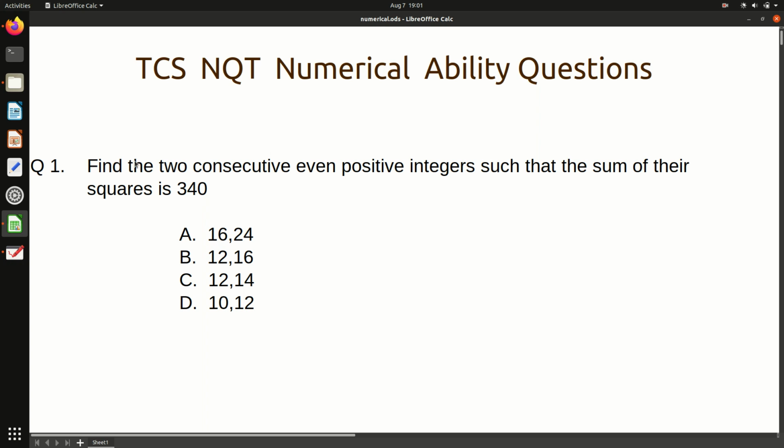So in this video, we will discuss the numerical ability questions which have been asked by TCS in 2022. These are some questions that we will discuss. This video is for all of you who are about to appear in TCS NQT. I will discuss some questions, so try to attempt all the questions.